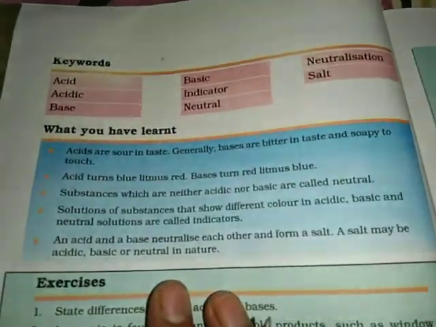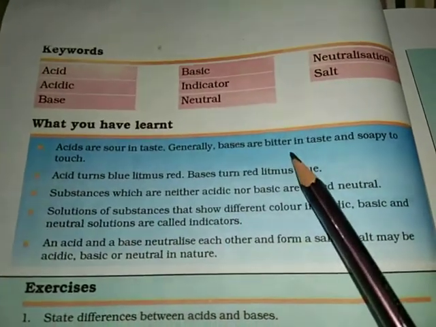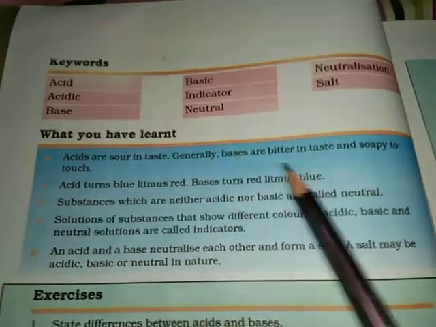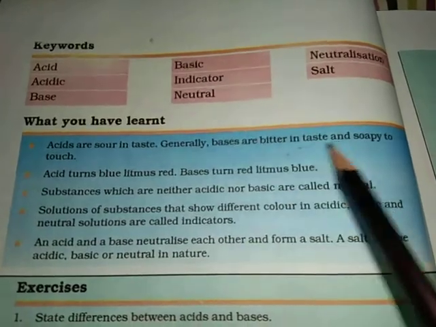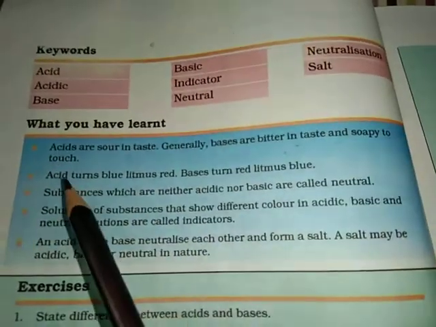Now here we finish the lesson. What all we studied here, we'll just go through the important points. Acids are sour in taste. Generally bases are bitter. Bitter means कड़वे होते हैं. Sour means खट्टे होते हैं in taste. And bases are soapy to touch, चिकने होते हैं touch करने में.